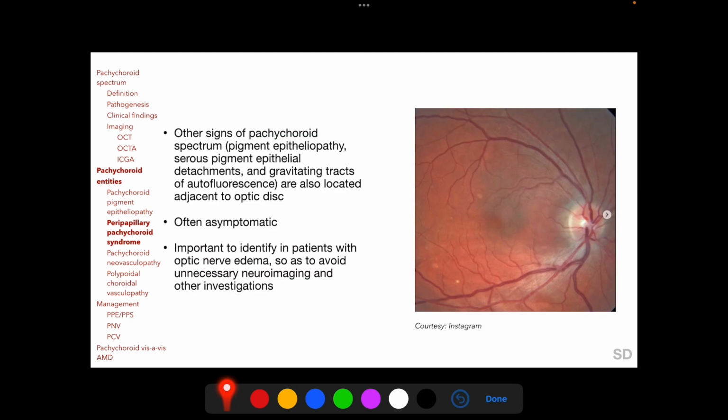In PPS, other signs of the pachychoroid spectrum are also found to be located adjacent to the optic disc, as we see here in this photograph, with reduced tessellation of the fundus occurring adjacent to the optic nerve. And PPS, like PPE, is often asymptomatic, but it is important to identify PPS in patients with optic nerve edema so as to avoid unnecessary neuroimaging and other investigations for optic disc edema.